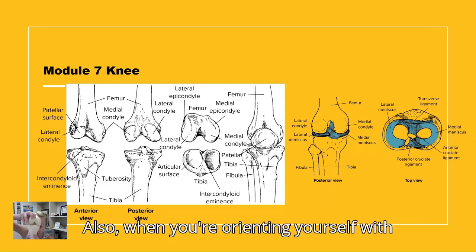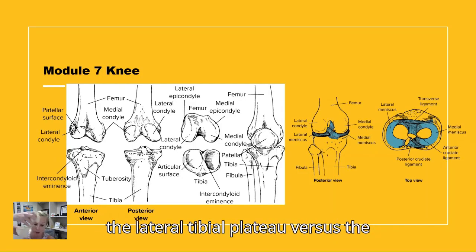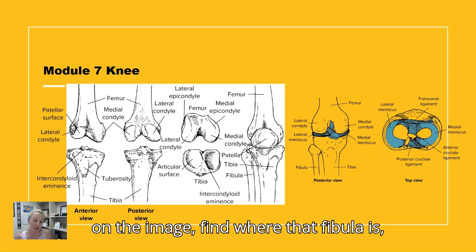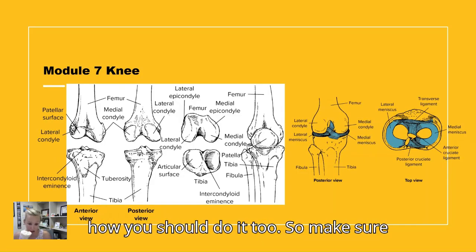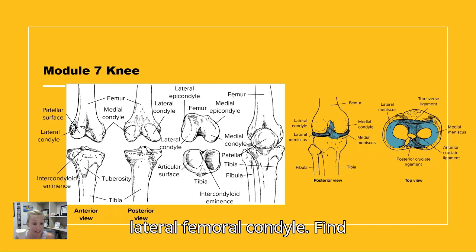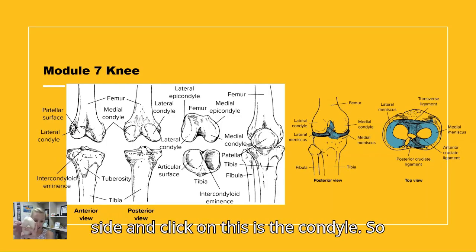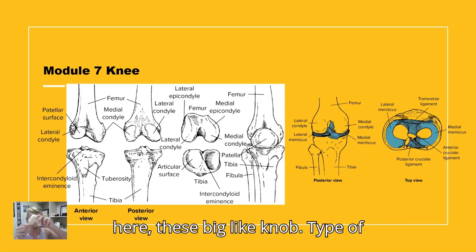Also, when you're orienting yourself with what is the lateral femoral condyle or the lateral tibial plateau versus the medial, find the fibula. My model here does not have a fibula, but if you look on the image, find where that fibula is, and then that is your lateral side. That's how I orient myself, and that is how you should do it too. So make sure you're doing that when it says find the lateral femoral condyle. Find where the fibula is, and then go to that side and click on this is the condyle. So your condyles are the ends of these bones here, these big knob type of areas.